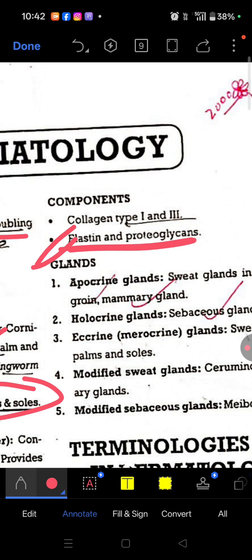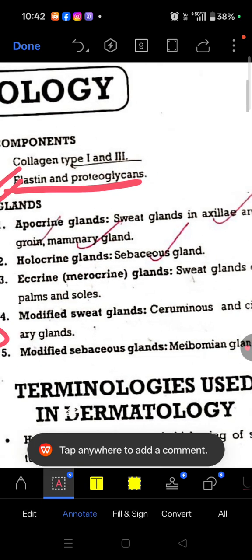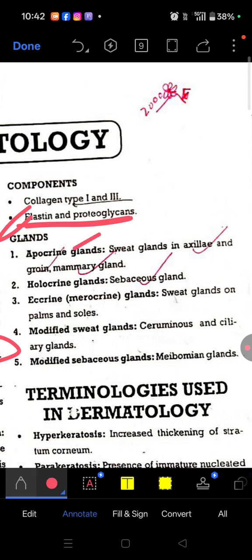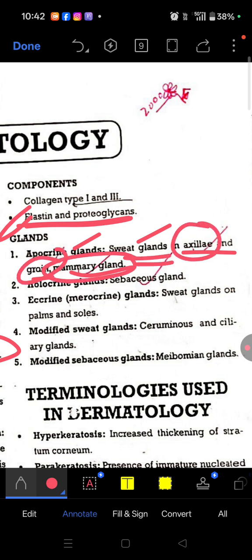Next, important glands in the skin. So total 5 glands are mentioned here. Number 1, apocrine gland. Apocrine glands are the sweat glands present in the axilla, groin and mammary gland.